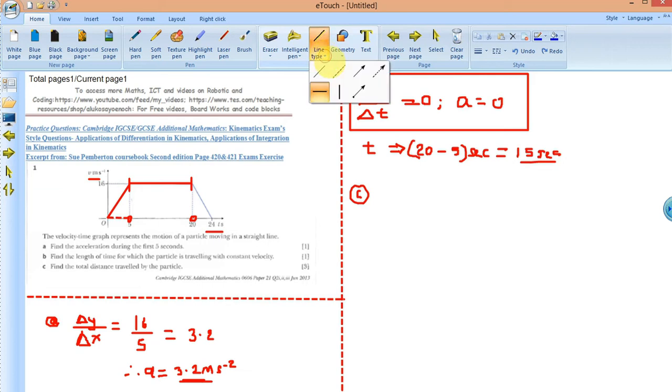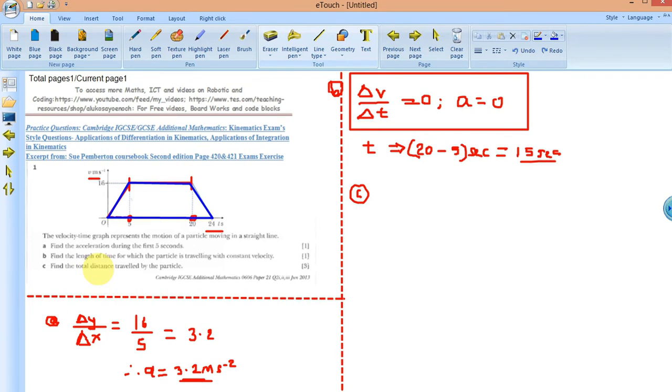So let's go ahead and use the line now. So this is the plane shape, so find the area of this plane shape. What is this plane shape? This is a trapezium, right? So just go ahead and find the area of the trapezium, because the area under the velocity time graph gives you the total distance traveled. The only thing is that distance is a scalar quantity, while displacement is a vector quantity with direction. Let's go ahead and complete that.